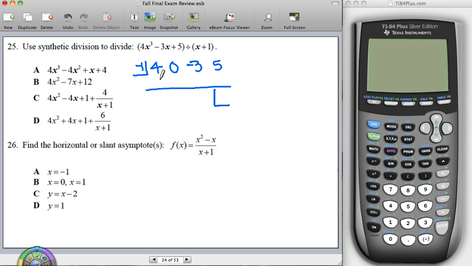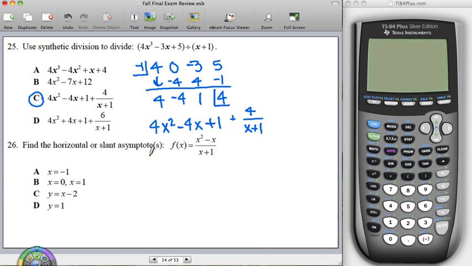First term goes straight down. Multiply, combine, multiply, combine, multiply, combine. Since my problem started with an x cubed, my solution is going to start with an x squared. So that's 4x squared minus 4x plus 1 plus 4 over what I divided by, which was x plus 1. So my solution for this is C.